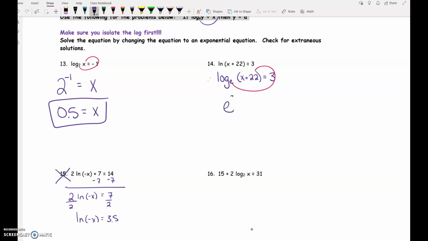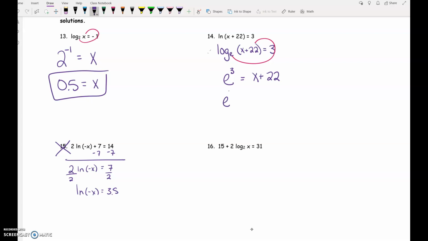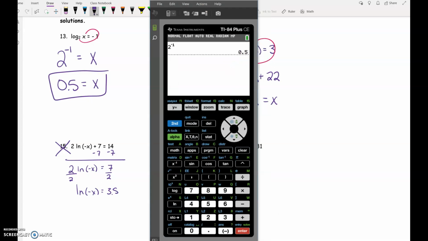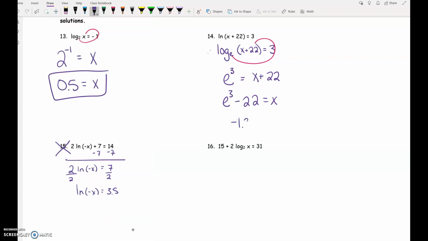e raised to the 3rd equals x plus 22. What would we need to do to get that x by itself? We would need to subtract 22. If I was plugging this into my calculator, I would type in e to the 3rd minus 22. My answer is -1.914. Now, -1.9 plus 22, that's going to end up being positive, so it is fine.